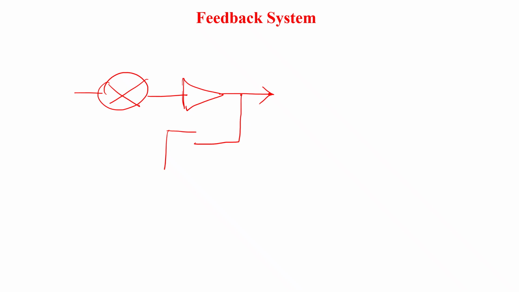In today's video, we are going to discuss the feedback system, the types of feedback applied to our electronic circuits. What is a feedback? A feedback is a part of the output of any system which is fed back to the input is called a feedback system. Yes, I am just drawing a simple feedback system.